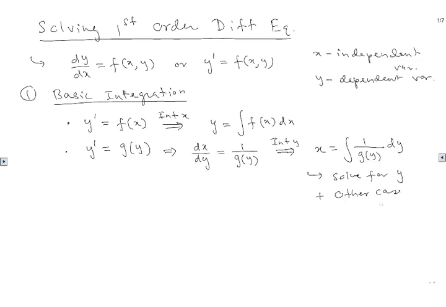So what are the other cases? You're going to get cases like y equals a constant. You need to consider those separately, because you made it upside down. So that's the first type.